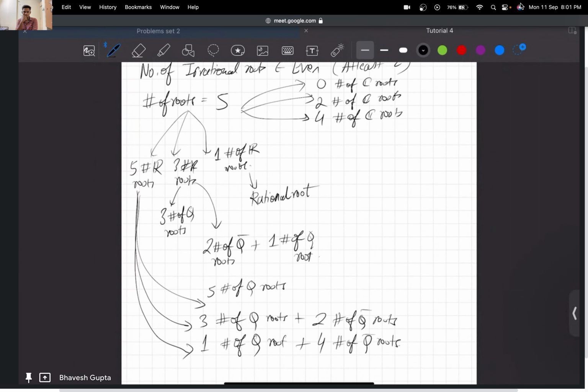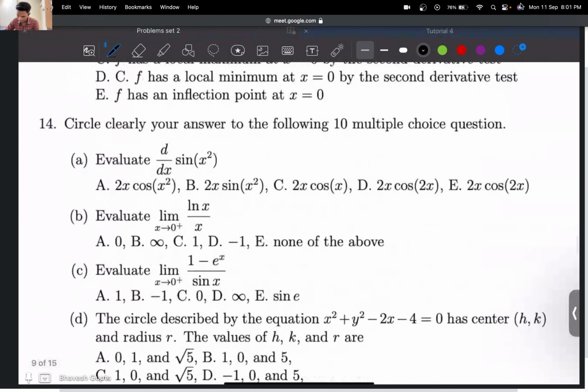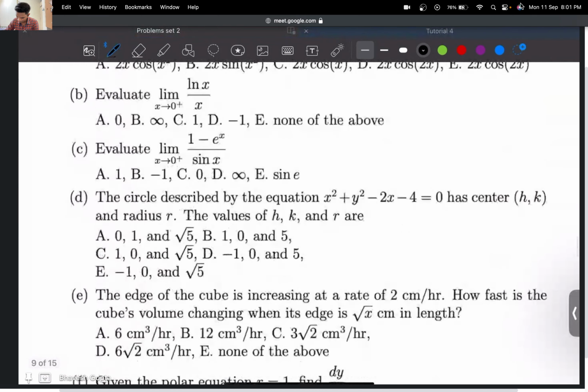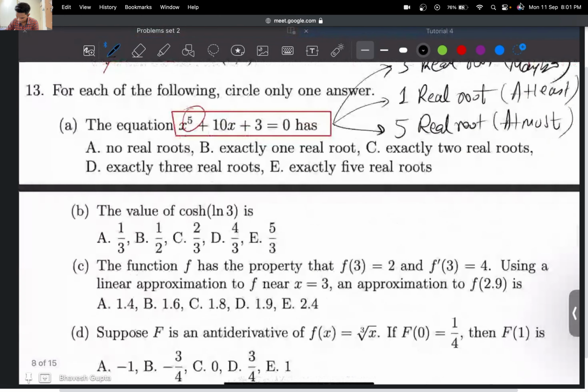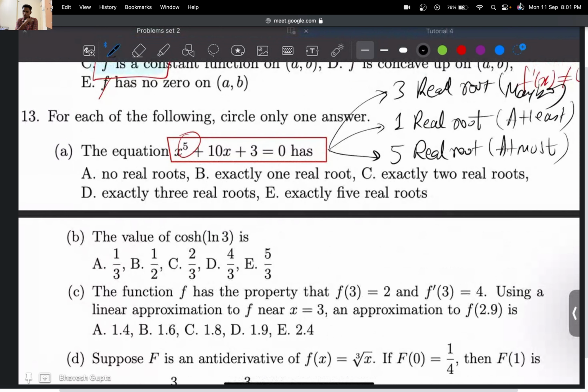Now you can see at max what we can have, at what minimum we can have. And let's see what is in the question itself. The question, so here you can see that no real roots. So that's definitely wrong. We have at least one real root. Then the B part basically tells you that exactly one real root. That's wrong. We can have all 5 of the roots to be real.